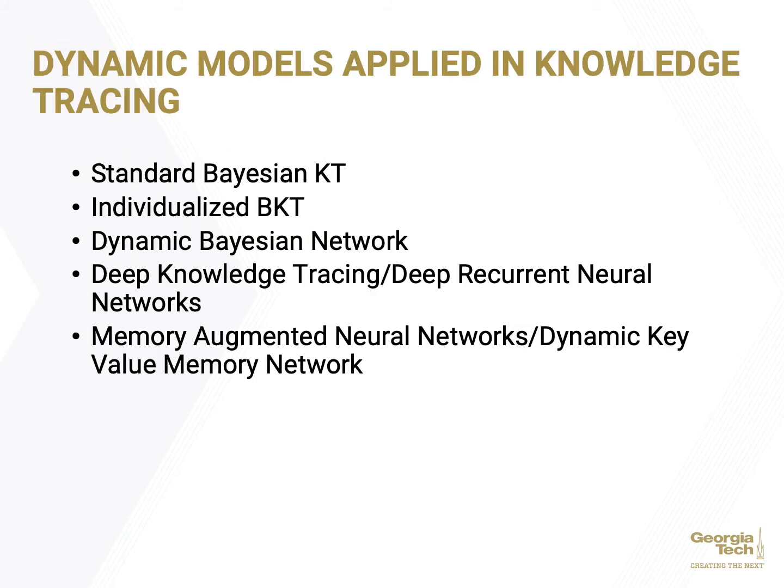The dynamic models of knowledge tracing that I am considering for this study are standard Bayesian knowledge tracing, individualized Bayesian knowledge tracing, dynamic Bayesian networks, deep knowledge tracing or deep recurrent neural networks, and memory augmented neural networks or dynamic key value memory network. Standard Bayesian knowledge tracing is one of the most popular user modeling methods, extensively used in the area of intelligent tutoring systems. This methodology assumes there are two states for each learner, a known state or an unknown state for a given skill, with a certain probability of being in each. In this methodology, skill-specific discrete states are observed.